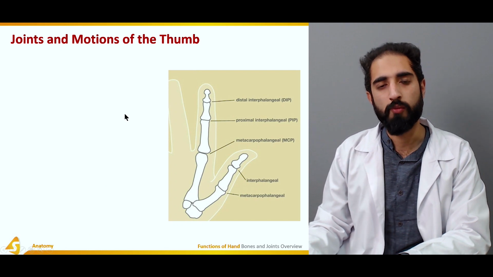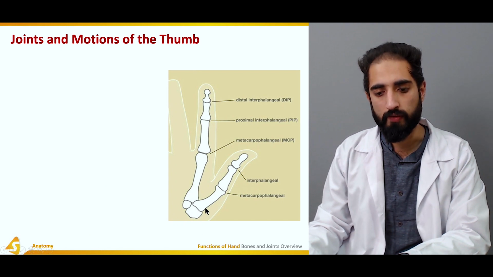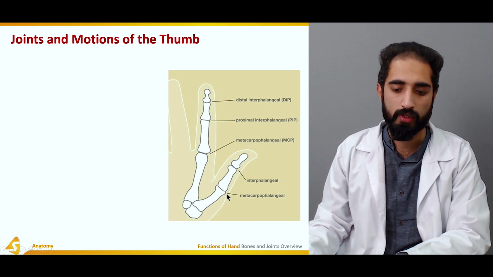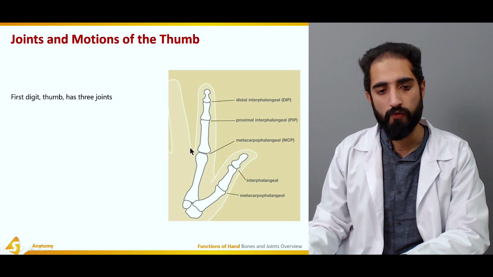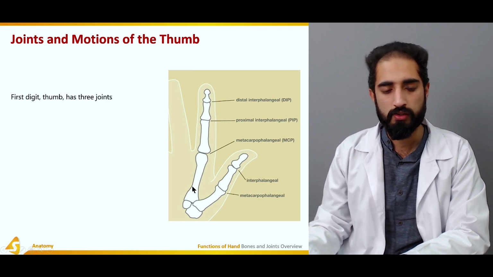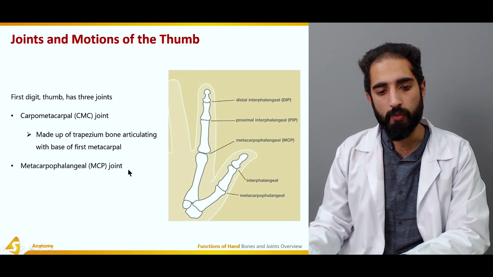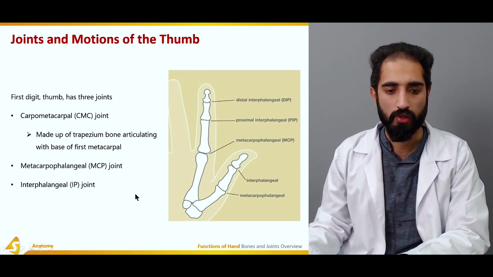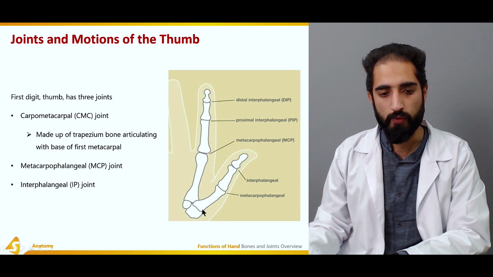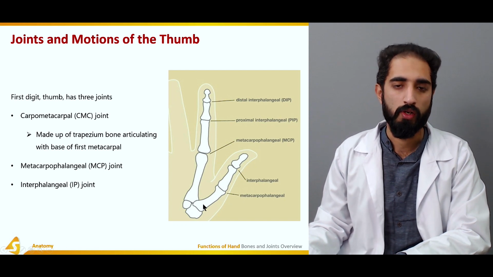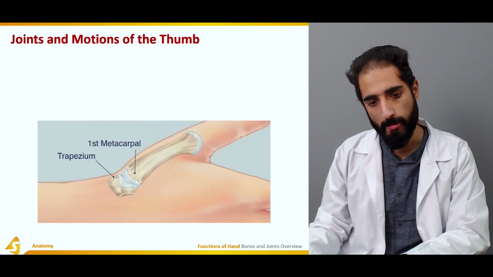So talking about the joints and motions of the thumb, as we already mentioned, we have the carpometacarpal joint, the first carpometacarpal joint as well, we can call that, the metacarpophalangeal joint, and only one interphalangeal joint. So the first digit, the thumb, has three joints, as already mentioned: carpometacarpal, metacarpophalangeal, and interphalangeal. And the carpometacarpal joint is between the first metacarpal, which articulates with the trapezium bone of the carpal bones.